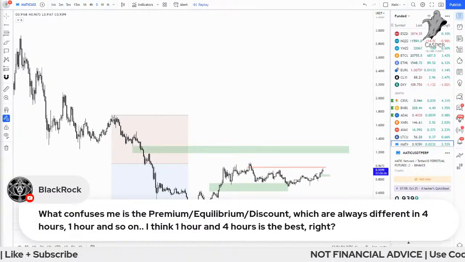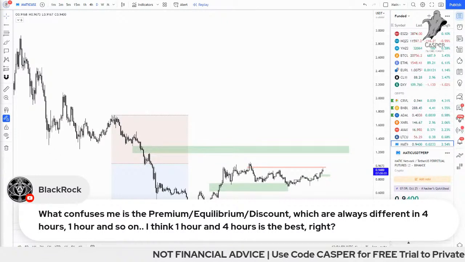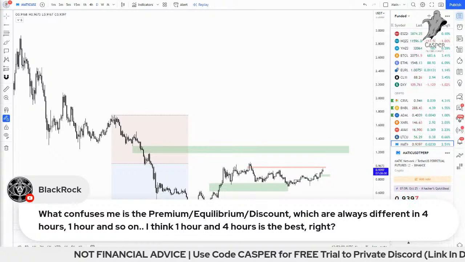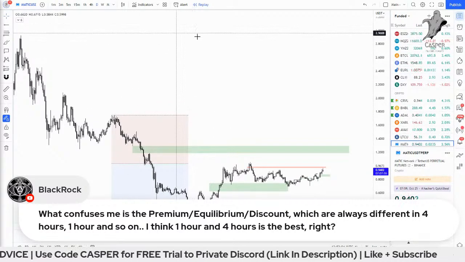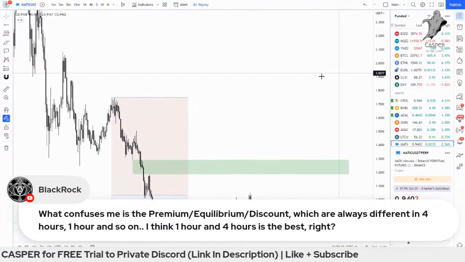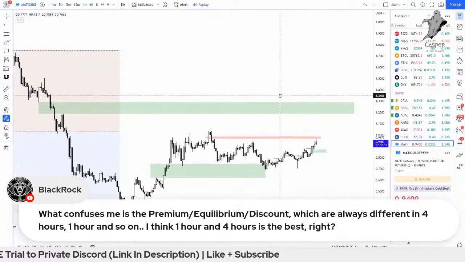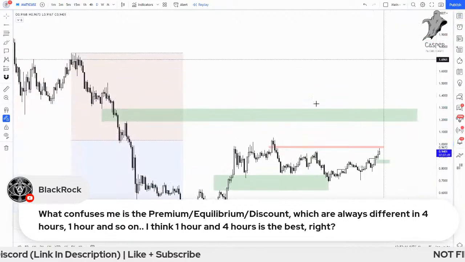What confuses me is the premium equilibrium discount, which are always different in 4 hours, 1 hour, and so on. I think 1 hour and 4 hour are the best. So they are different in all time frames, but you're looking at price in different perspectives, kind of building your analysis from the top down.